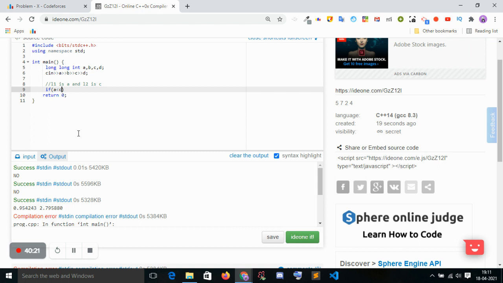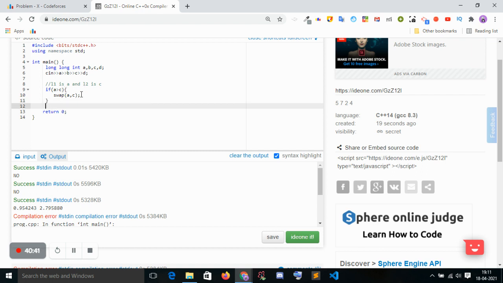If A is greater than C, that means A is bigger than the C before it. Okay, so I'll swap it. Swap A comma C. I always make C bigger than A.